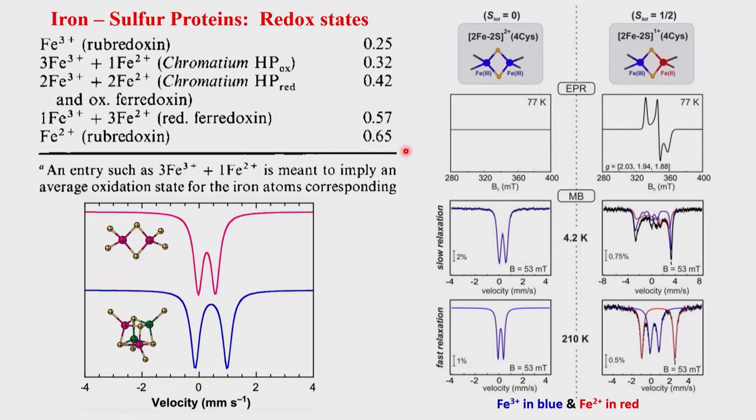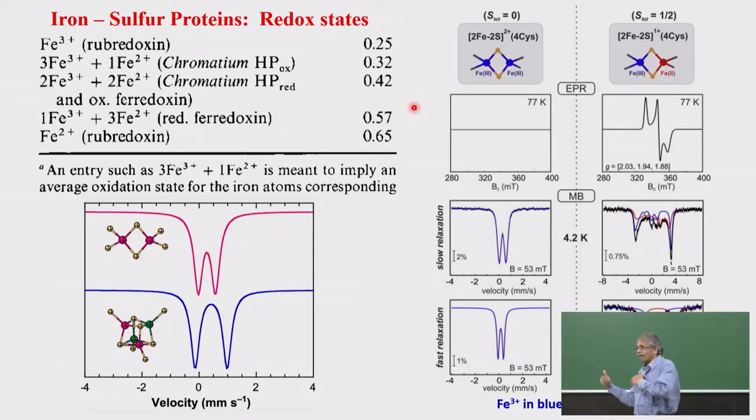If you remove one iron 3 and put in one iron 2, it will shift in the positive direction. Now if you take the most popular ferredoxins, iron 4 clusters, there are 4 irons. If 3 of them are iron 3 and one is iron 2, you will have 0.32, 0.35. If 2 are iron 3 and 2 are iron 2, then 0.45, and with 1 iron 3 and 3 iron 2, 0.6, etc. So you can see roughly a 0.07 to 0.1 difference as you go step by step from all iron 3 to all iron 2.